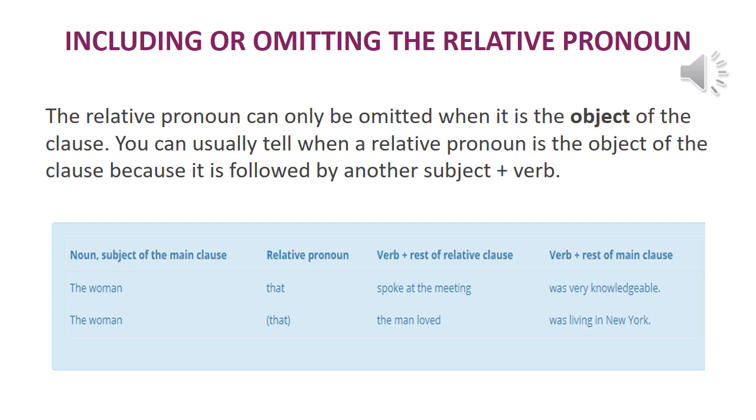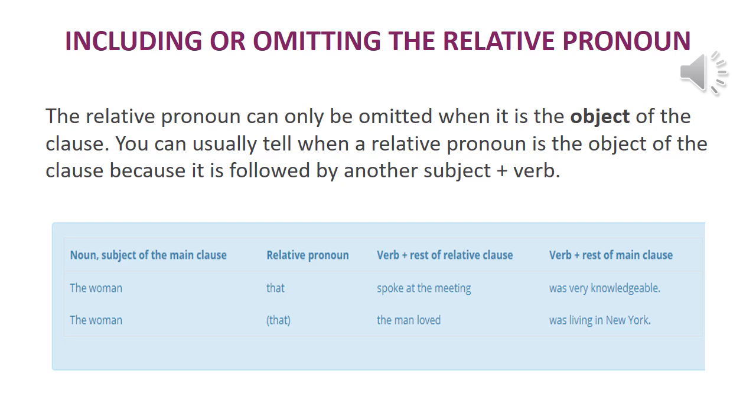Including or omitting the relative pronoun. The relative pronoun can only be omitted when it is the object of the clause. You can usually tell when a relative pronoun is the object of the clause because it is followed by another subject and a verb. In the first example below, you cannot omit the relative pronoun, or it does not make sense. The woman that spoke at the meeting was very knowledgeable. The woman spoke at the meeting was very knowledgeable is no longer a complete sentence.